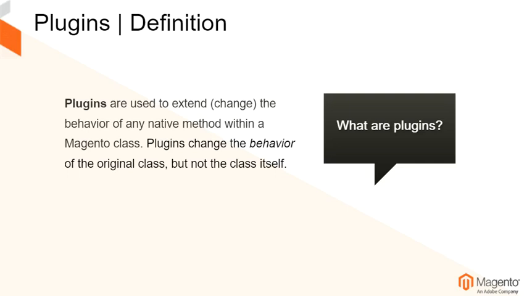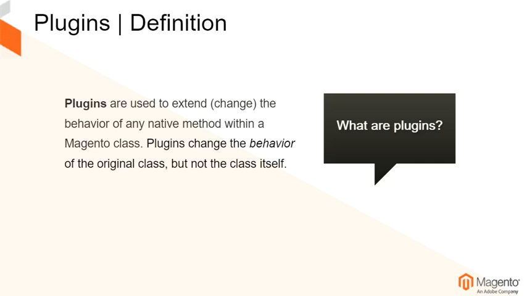Plugins are used to extend, that is, change, the behavior of any native public method within a Magento class. Native methods refer to those Magento class methods included with a native installation. The behavior of native methods can be changed by creating an extension. Extensions use plugin classes to change the behavior of the target methods. Plugins change the behavior of the original class, but not the class itself.